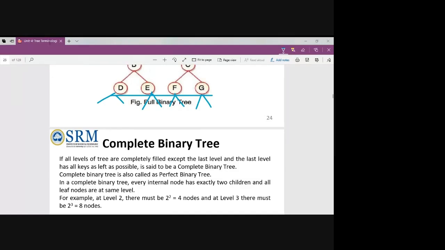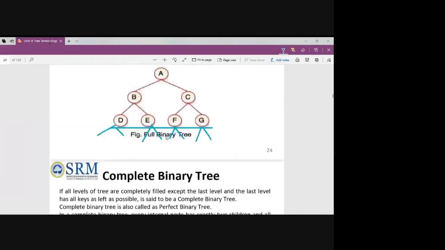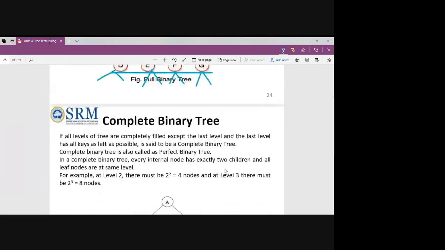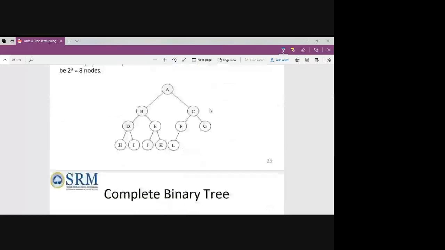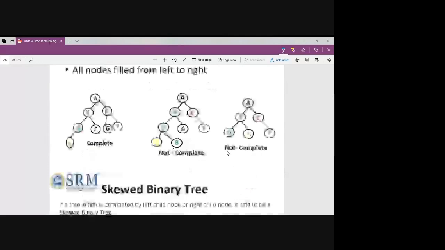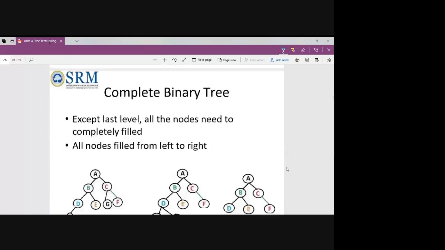Instead, I can tell you it is a complete binary tree. Okay, so here one more thing is all your leaf nodes should be in the same level. That is only called a full binary tree. So I think full binary tree, one more example. Complete, not complete. Okay, this is complete.